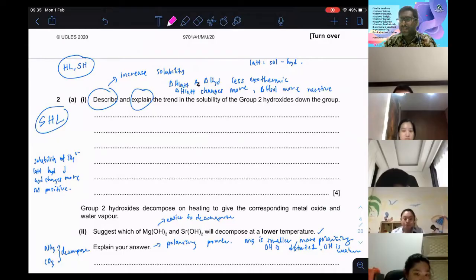If they ask you this question in your AS, they will just say describe or state the trend of solubility of group 2 hydroxides. Your answer will be: the solubility will increase. That's it. They will not ask you to explain. This is only going to happen in paper 4, which is your knowledge about lattice energy, hydration energy, and solubility.